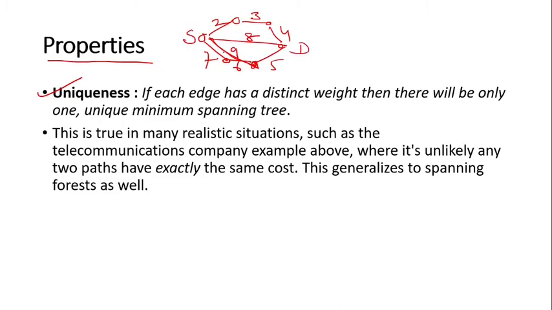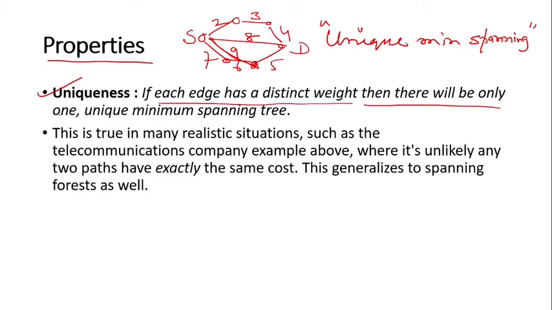So in this case you will get a unique minimum spanning tree. This is also interesting information. What is the criterion? The criterion is that if each edge has a distinct weight, then there will be only one unique minimum spanning tree. When the edges of the graph are all different, you will get a unique minimum spanning tree.